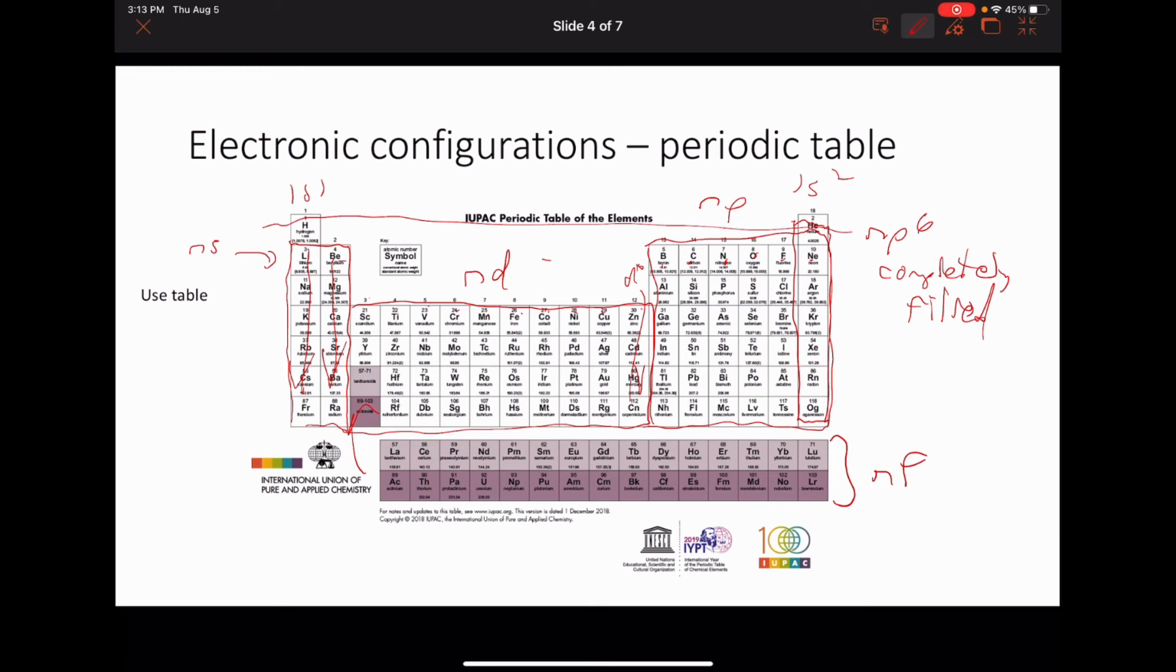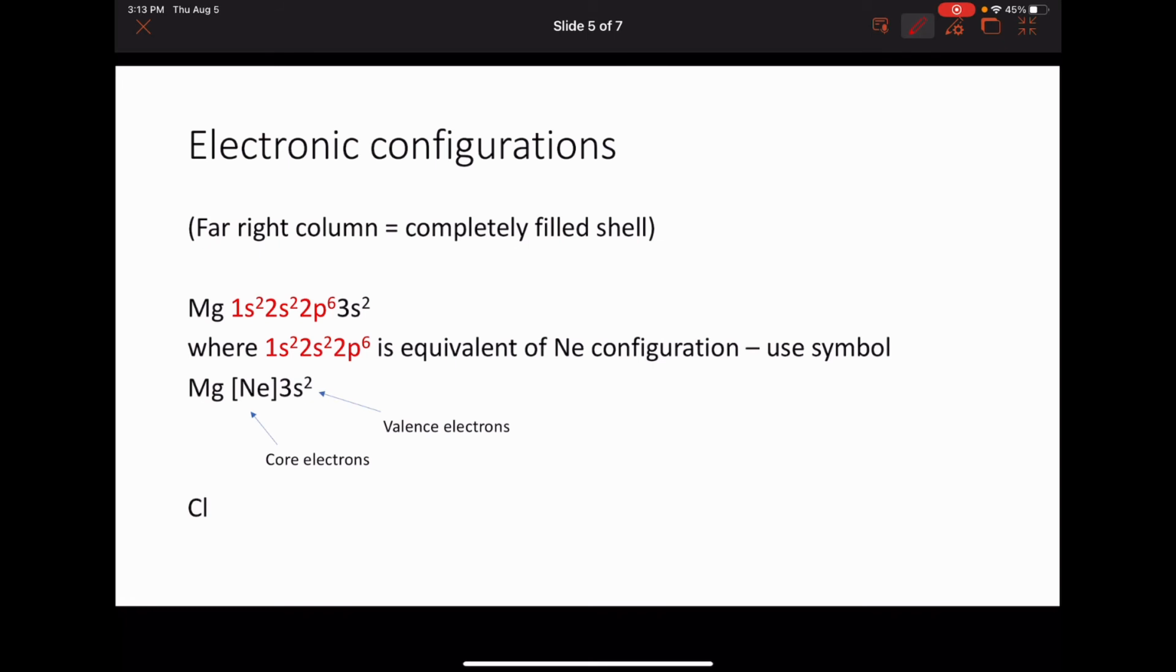So this column of the inert gas elements is completely filled with an np6, and that's going to be kind of special to how we write our electronic configurations. All right, so we have our completely filled shell.